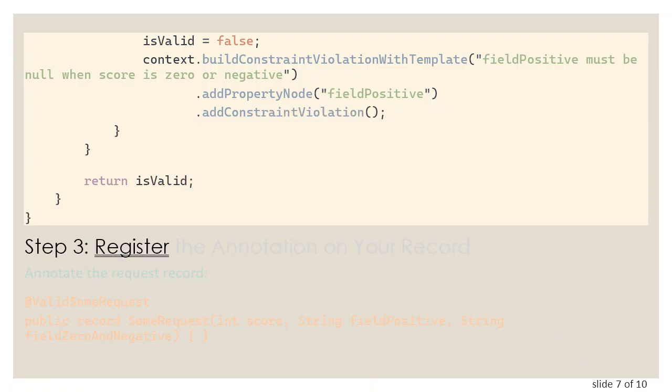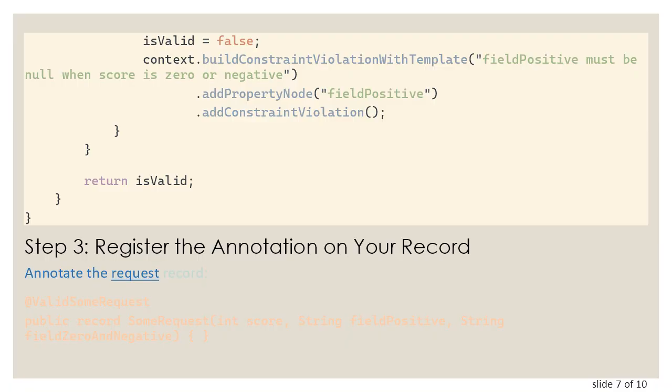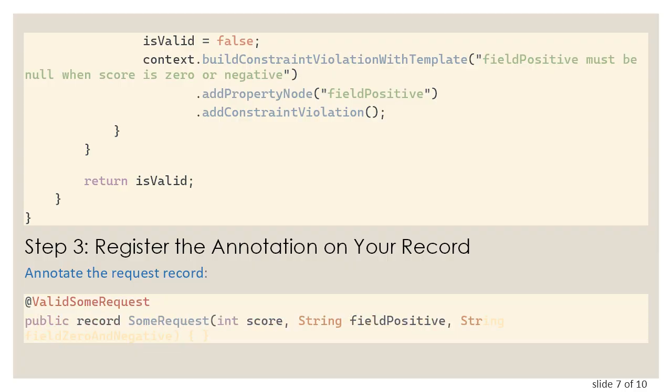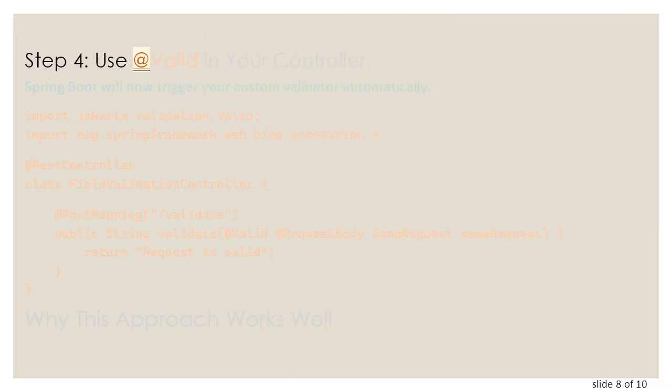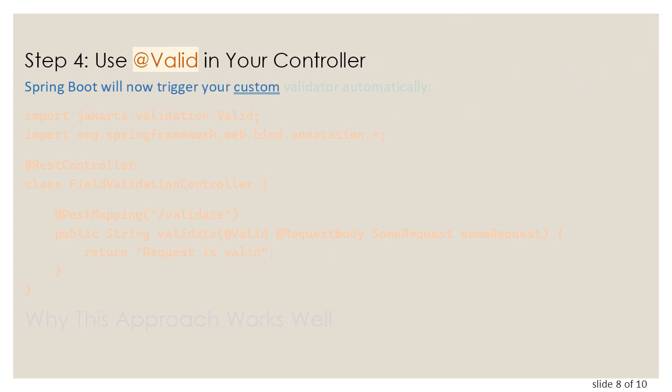Step 3. Register the annotation on your record. Annotate the request record. Step 4. Use @Valid in your controller. Spring Boot will now trigger your custom validator automatically.